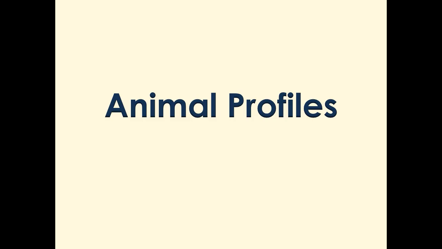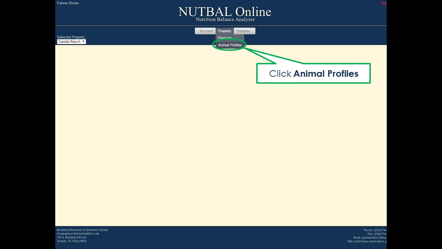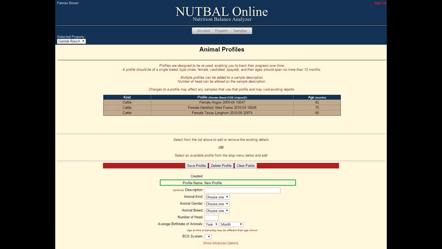In order to properly represent your herd in the system, we need you to set up animal profiles for your herd. On the main menu, click on Property and then choose Animal Profiles from the drop-down menu. Animal profiles are designed to be reused, enabling you to track progress of groups of animals over time. Once your data are entered, the profile name will automatically generate based on the information provided. On the animal profile page, click into the box next to the word Description. Enter specific information such as which pasture the animals are located in or any other information you need to identify the animal group you're describing in this profile.